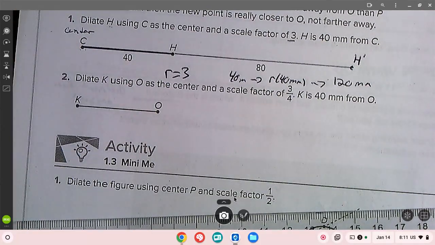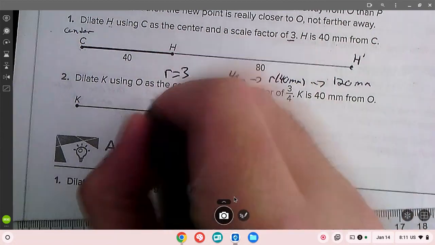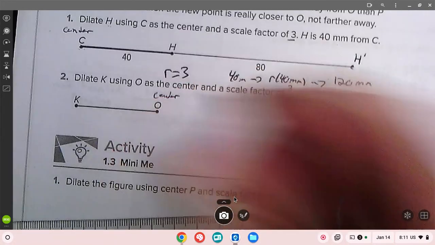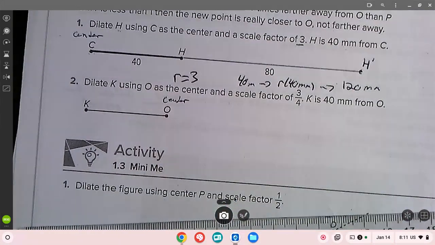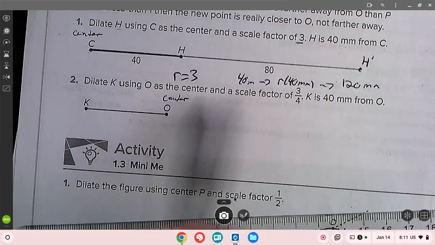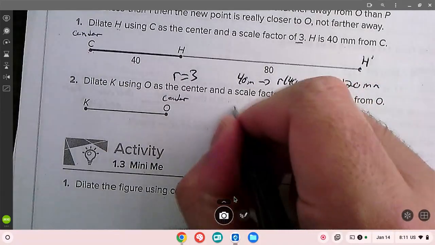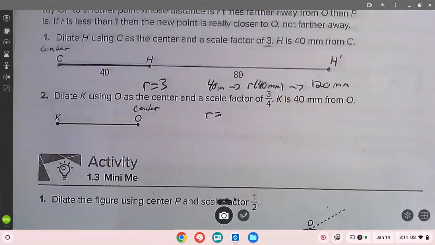I agree. Okay, question number 2, it says dilate K using O as the center. So I'm going to put my center as O. So is my point O going to move at all? No. What's going to move? The K. Okay, and it says a scale factor, so my R is equal to what?